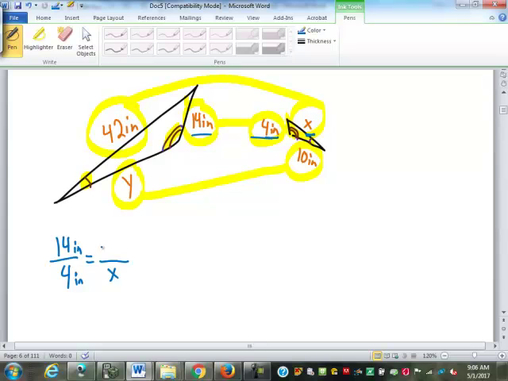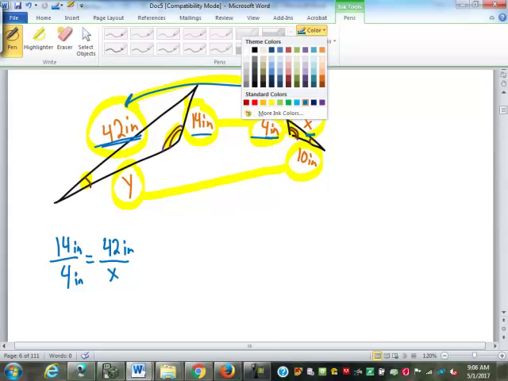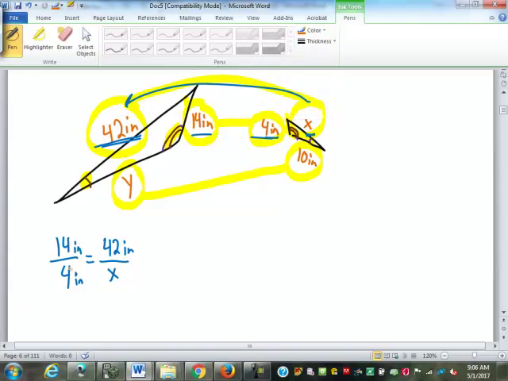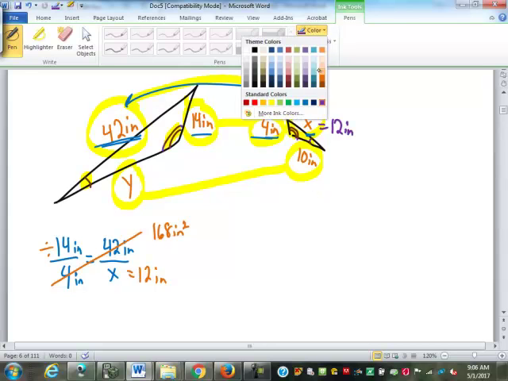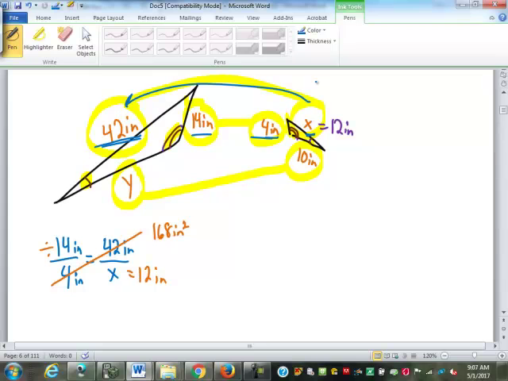What goes above the x? 42. That's the corresponding side from the other figure, the 42. That'll be inches. So now we cross multiply here. 4 times 42 is 168 inches squared. Divided by 14 is going to be 12 inches. So x is 12 inches. Any questions on how I found x?